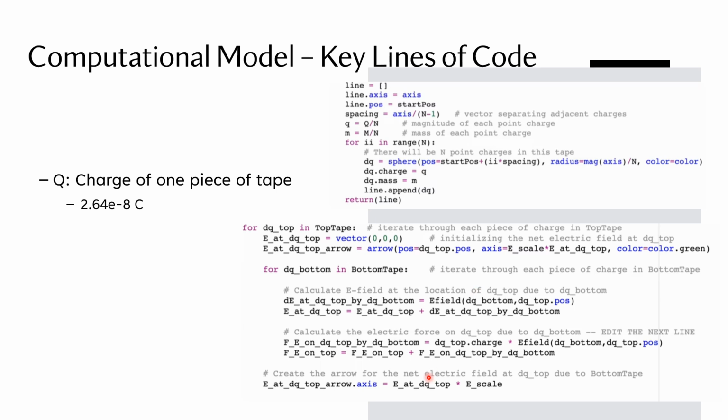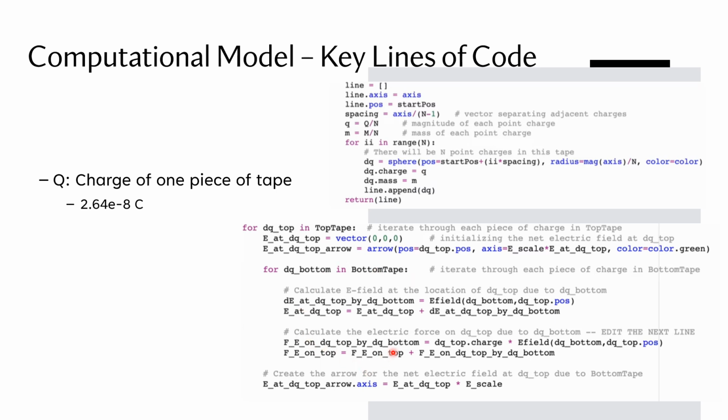this is the key lines of code in my model. So this section of code is where we start to see the distribution of charges. This is the magnitude of each point charge, where capital Q is the total charge. This is the mass of each point charge, capital M is the mass of the tape, and N is the number of point charges, and dq is the infinitesimal amount of charge we're looking at.